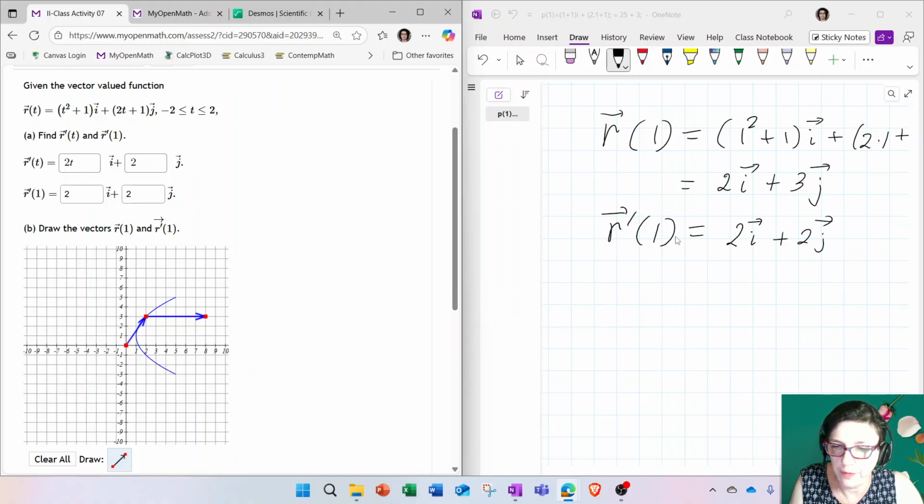Now, I want to draw the vector 2i, 2j. So how do I do that? Well, I start over here, I go 2 to the right and 2 up. And there is my velocity or derivative vector.